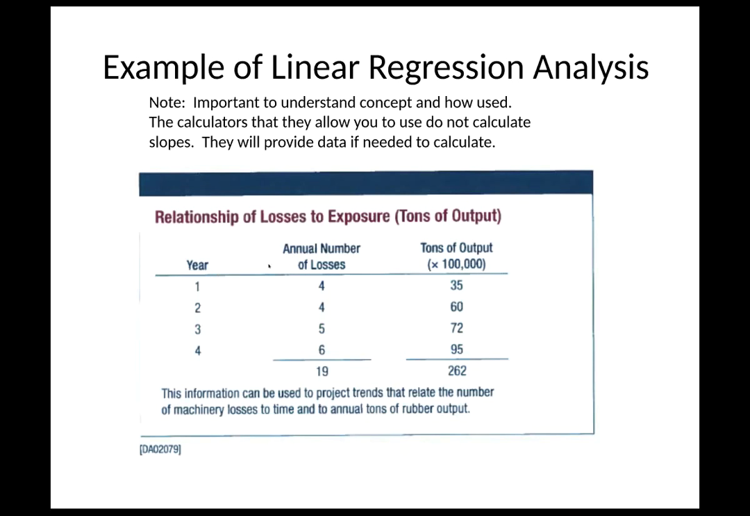So in year 1, the annual number of losses they expect is about 4, and that was based upon, let's just say, 35 tons of output, right? Year 2, they still have 4 losses, but they had 60 tons of output. Year 3, they had 5 losses, but they had 72 tons of output. In year 4, they had another loss and they had about 95 tons of output. And then you can say, okay, on average, how many losses are we going to have over that period of time? Or let's see if there's a relationship when we do regression analysis.